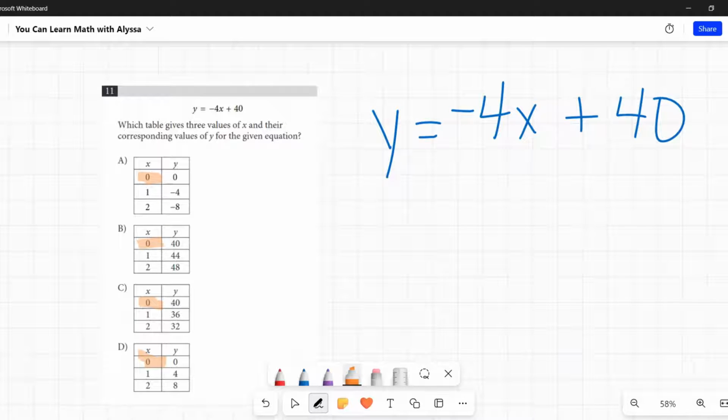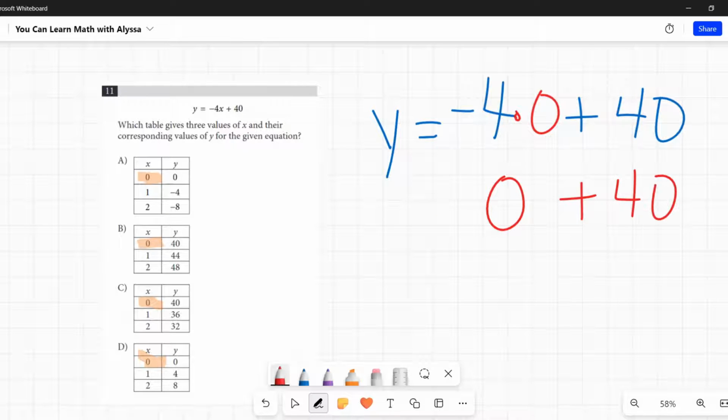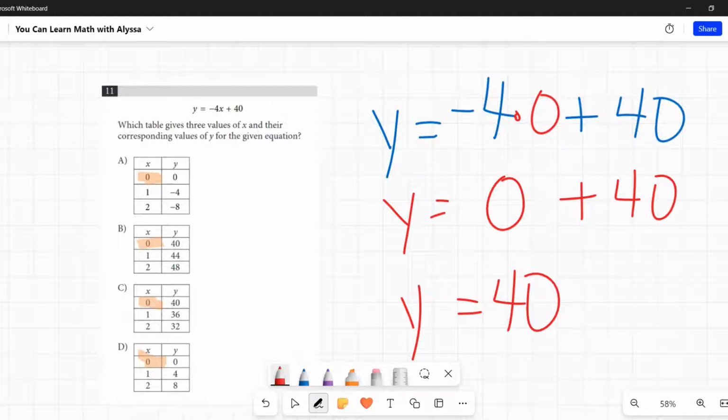So if I plug 0 in for X, I get negative 4 times 0, or 0, plus 40 is equal to Y. So 0 plus 40 is 40. So when X is 0, Y is 40. And right off the bat, A is out and D is out because both of them say that when X is 0, Y would be 0. That's not true. So now all I have to look at is B and C.